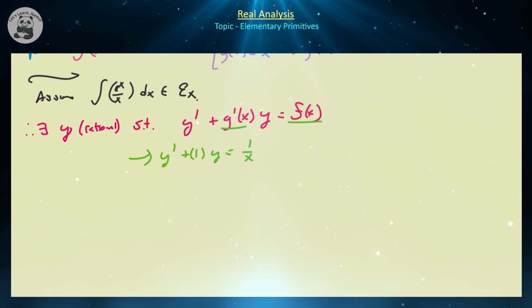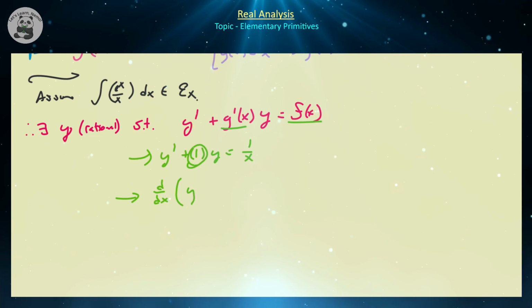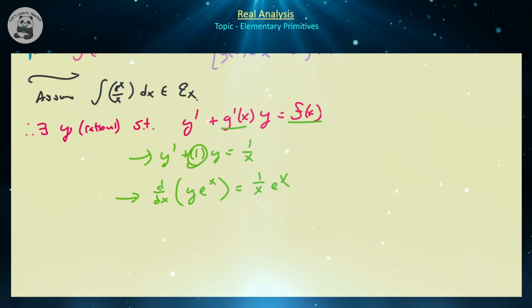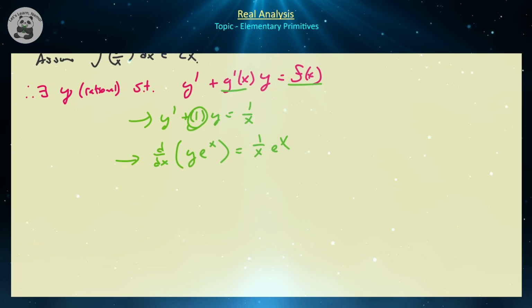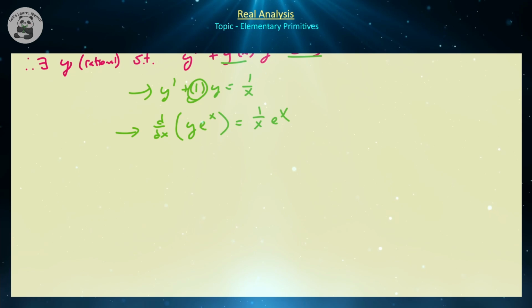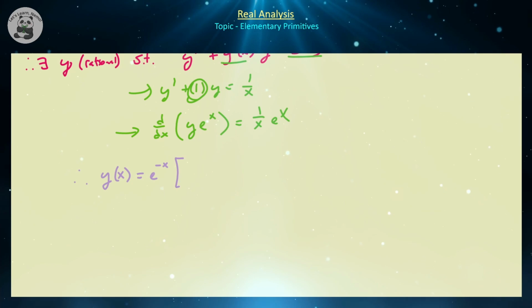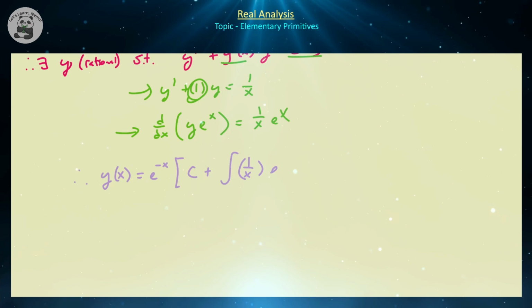So our integrating factor will be e to the integral of 1 dx, which is just e to the x. So using integrating factors, we can just write this as the derivative of y times e to the x is equal to 1 over x e to the x. Right. Now I'm going to integrate both sides with respect to x once I multiply both sides by a differential of x, and I'm going to have that our solution y of x will be equal to e to the minus x times c plus the antiderivative of 1 over x e to the x dx.